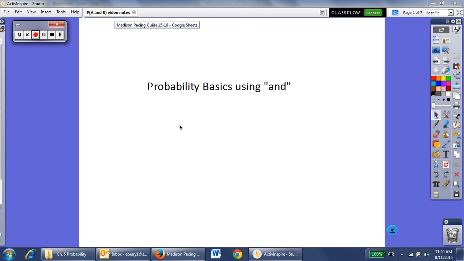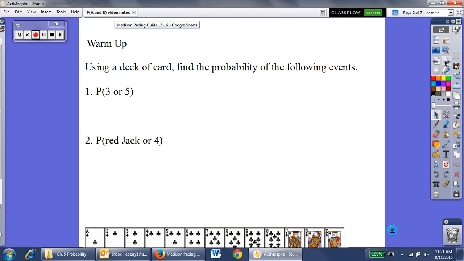Hello students, today we're going to be continuing our lessons on probability. Let's go ahead and start with this warm-up. Pause the screen and go ahead and complete these problems. So using a deck of cards, find the probability of the following events.